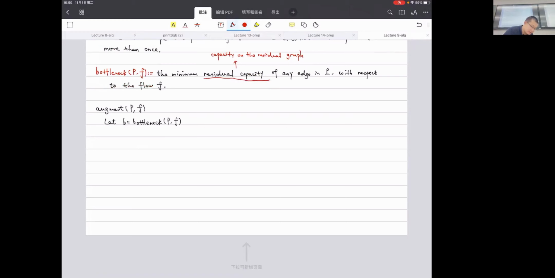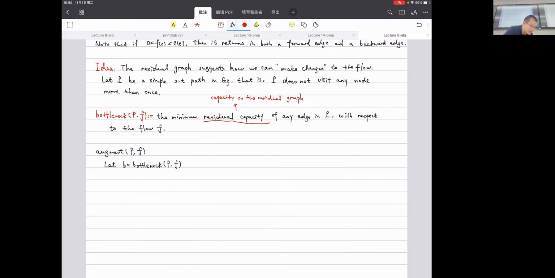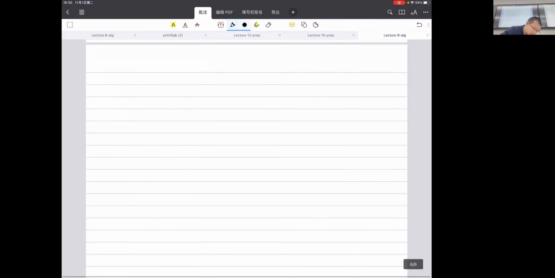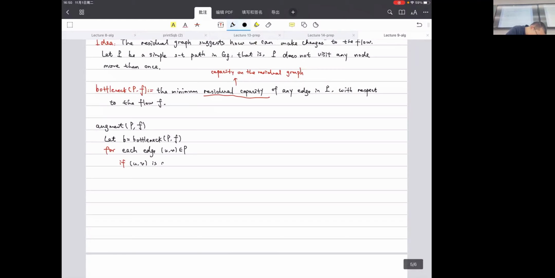The next thing we are going to do is take a close look at each edge on this path P here. So for each edge (u, v) in P, if (u, v) is a forward edge, we just let e be (u, v) and increase f_e in G by B.